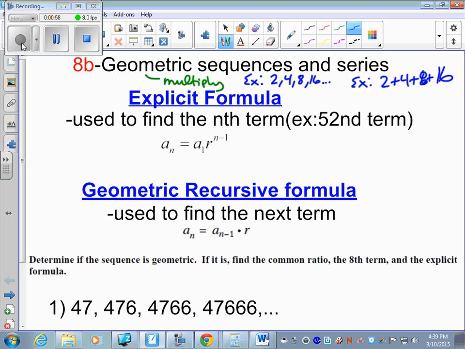We have the explicit formula, which is used to find the nth term. Example, the 52nd term. Everything's meant the same thing. First term, the value of the first term is a sub 1. Whatever the subscript is, that's the term number. R is the common ratio. And n is the number term you're finding. So like my example up here, the 52nd term, you put 52 in for n.